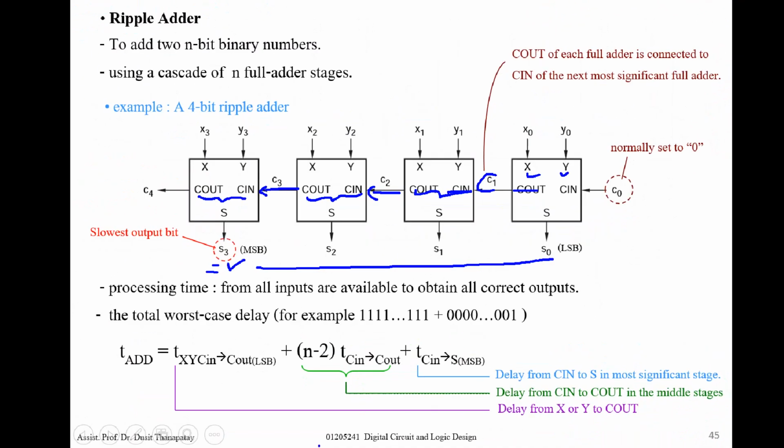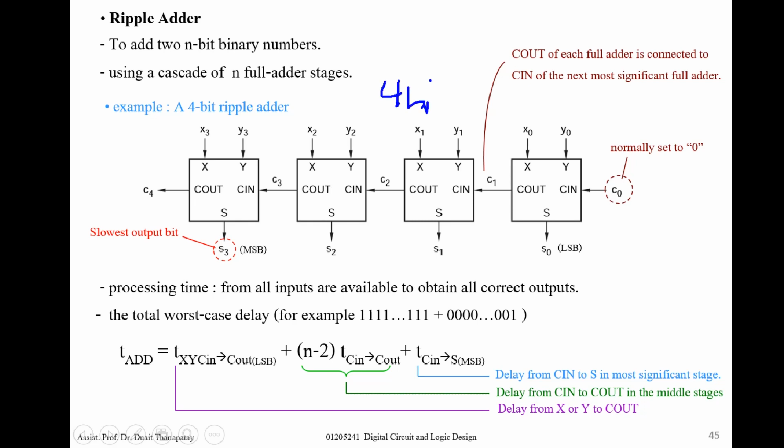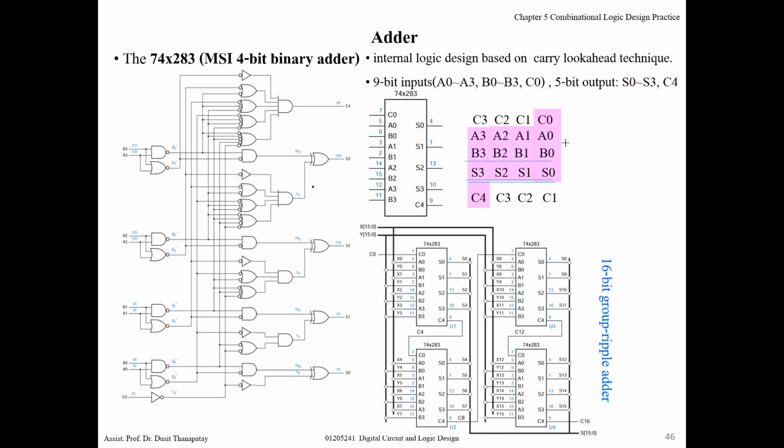So you can summarize from this relation that if you use more bits, for example from 4 bit to 8 bit, the delay time will be increased. If you want to reduce propagation delay, you may use a technique called carry look ahead.